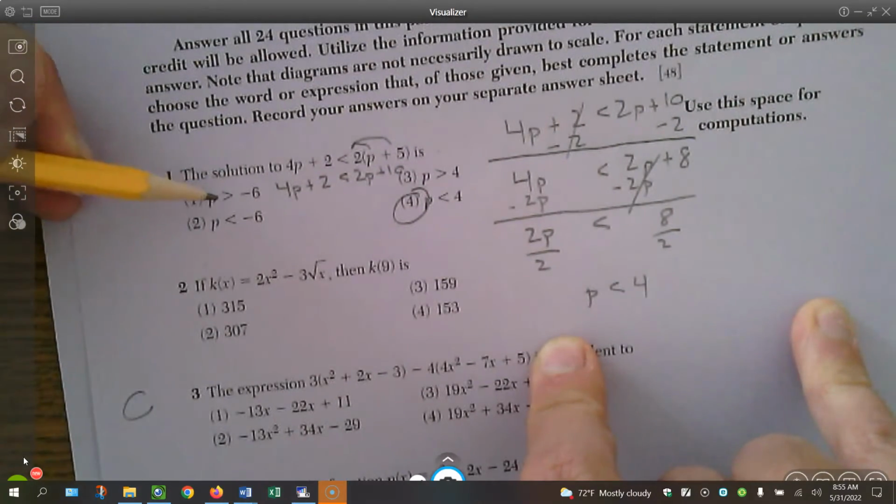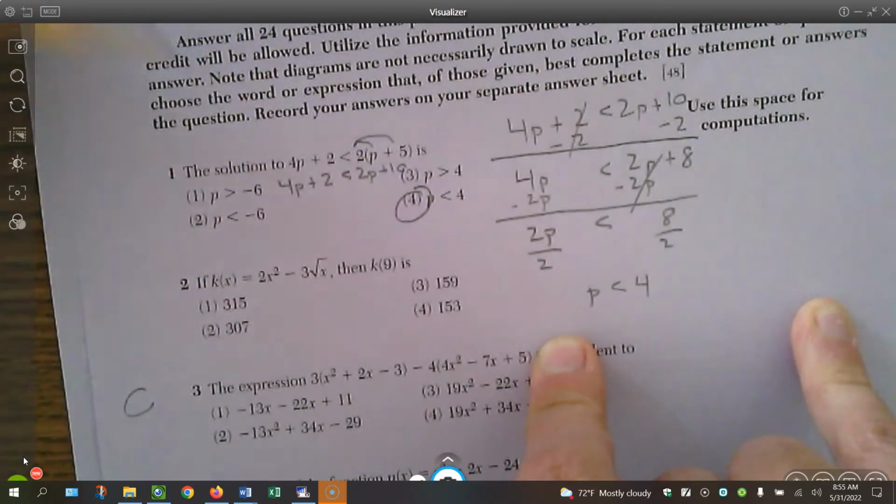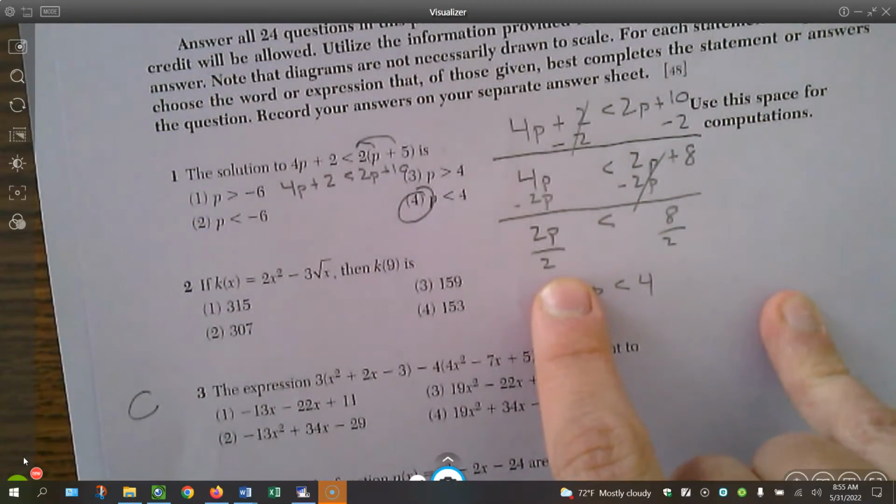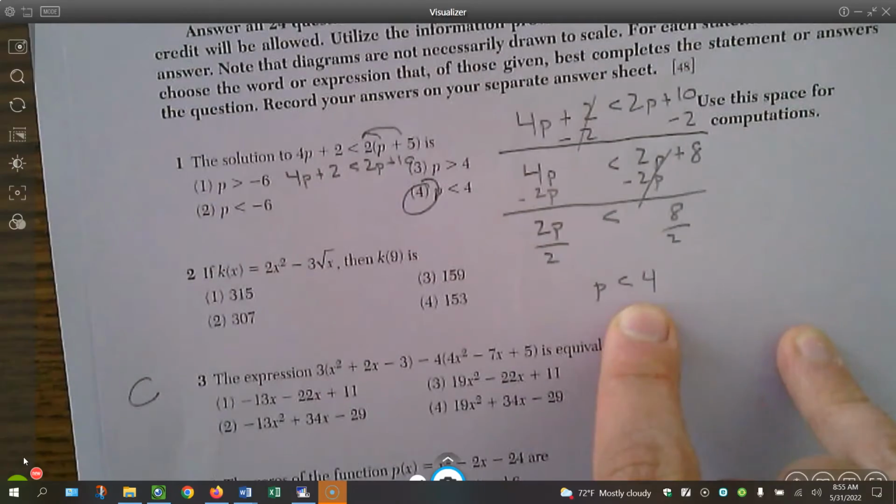Your other option is you could pick a number greater than -6, plug it in, and see if it makes it true or false. That's not going to work perfectly because there could be multiple answers. But remember, if you multiply or divide by a negative number, you have to flip the inequality.